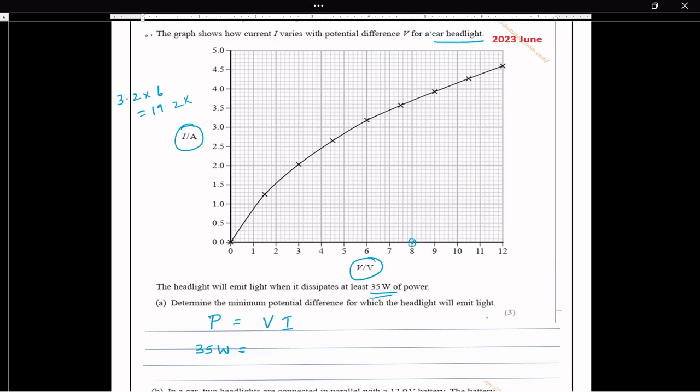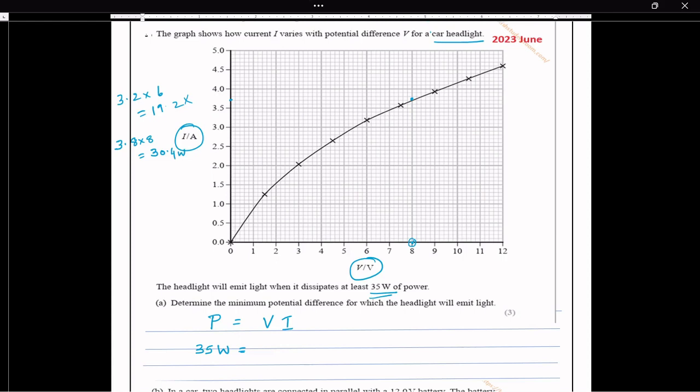At 8 volts, the corresponding current is around 3.8. So 3.8 times 8 gives a value of 30.4 watts. We are nearing, but we have to get 35.